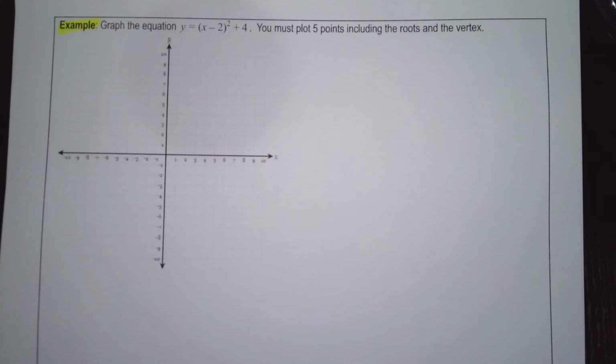We're on our last example, and again, this is going to be different from the previous 2, so it's important that you watch it. All right, so our last one. Graph the equation y equals (x minus 2) squared plus 4.